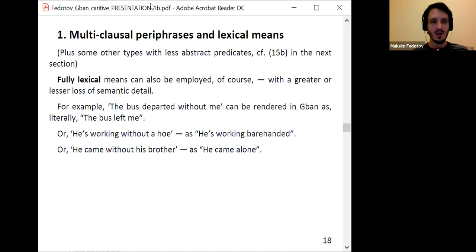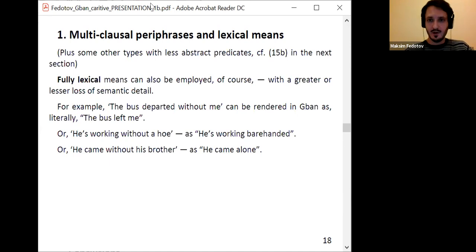For example, he's working without a hoe. If we render it as before, as he doesn't have a hoe and he's working, this is more or less semantically the same. But it, of course, can always be rendered as he's working barehanded, without expressing the idea of the type of instrument. So here, of course, we have some loss of semantics. And the same thing in he came without his brother was sometimes rendered as he came alone. Or the bus departed without me as the bus left me.